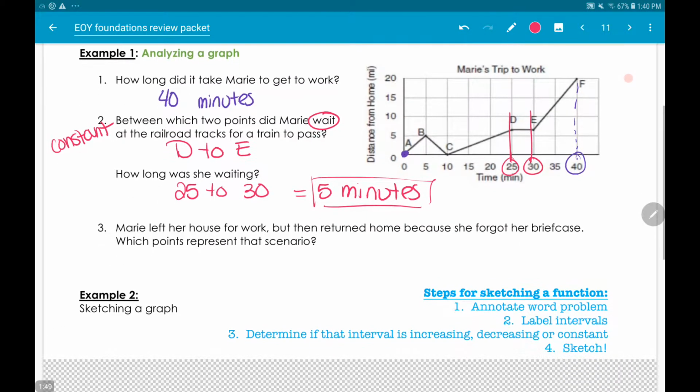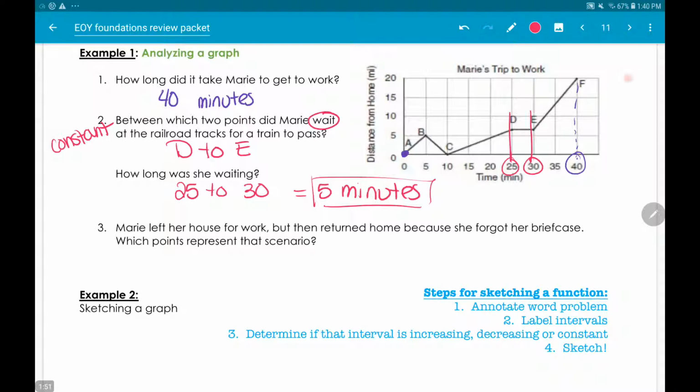Okay. Marie left her house for work, but then returned home. So she left, so her distance went up. And then she returned home, so it went back. Which point represents that scenario? So from A to B to C.